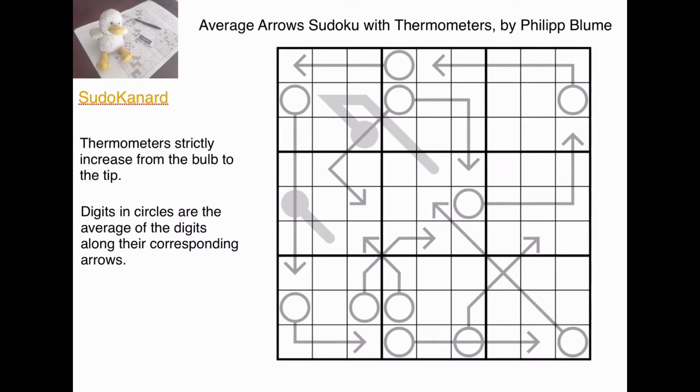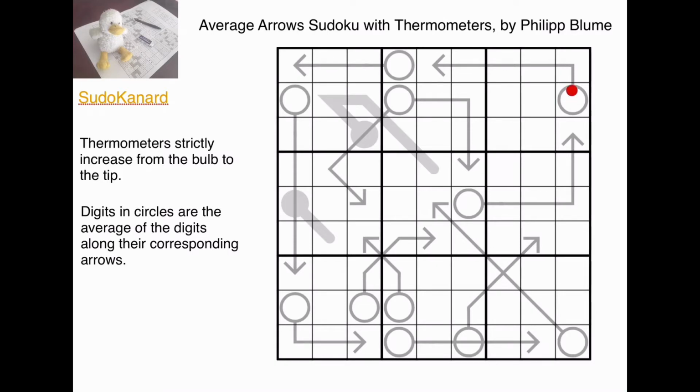So the rules. We have the standard Sudoku rules, and then those thermometers mean that the digits strictly increase from the bulb to the tip. So here it's just an inequality. This digit is smaller than this one, and there are 5 digits here, so it will just be used at some point in the solve, but that's not the big deal.